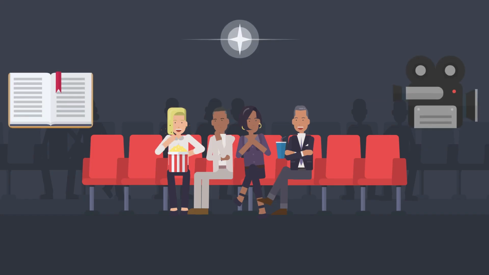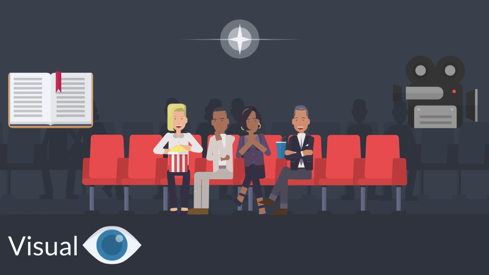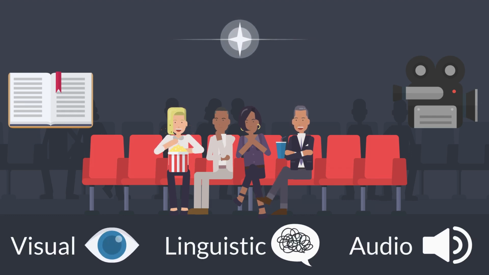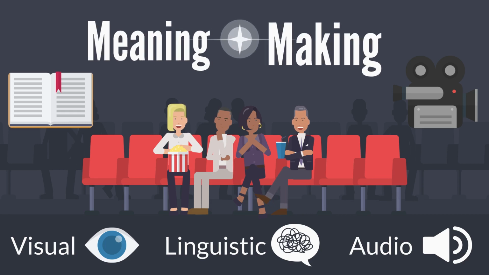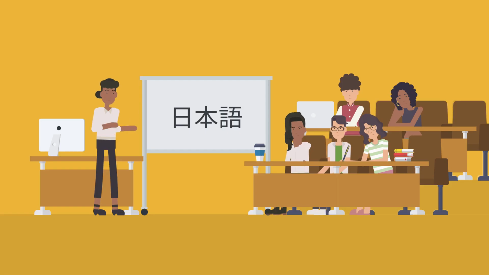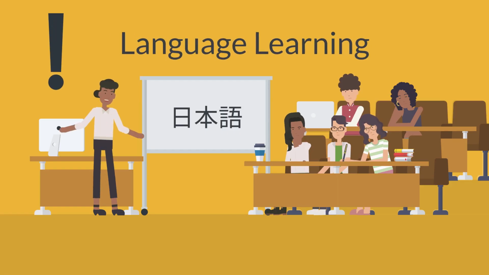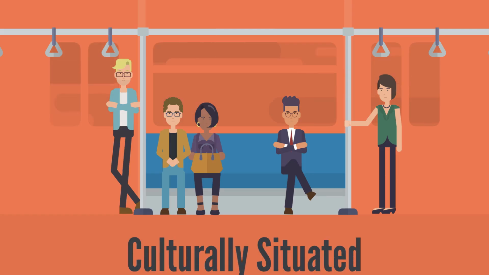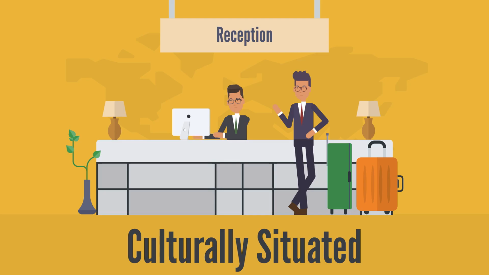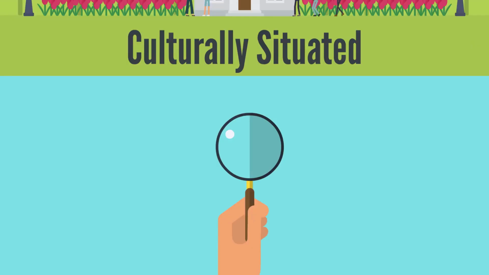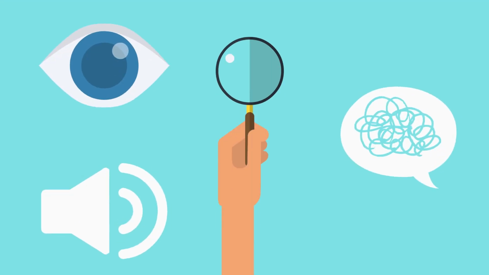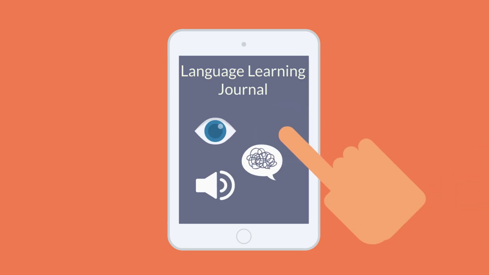Great storytellers are intentional about how all of the visual, linguistic, and audio components of their creations contribute to meaning making. This attention is especially important in a language that you are learning because all of these elements are culturally situated, or in other words, they may take on different meanings based on the cultural context at play. One great way to take stock of these elements is to create an ongoing illustrated digital language learning journal.